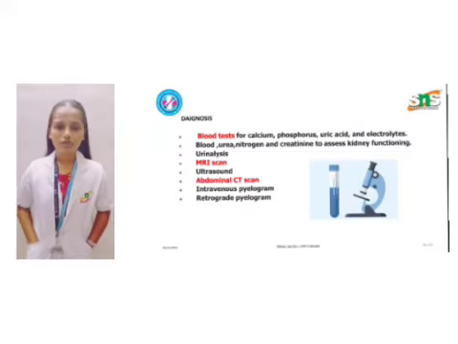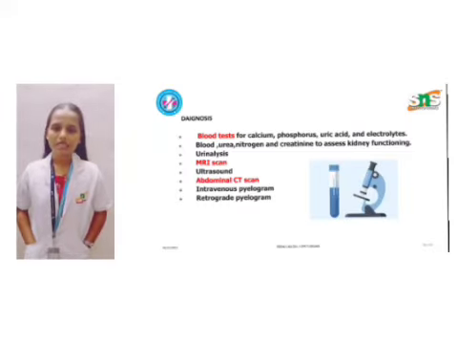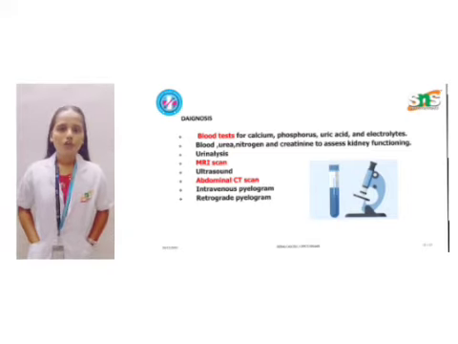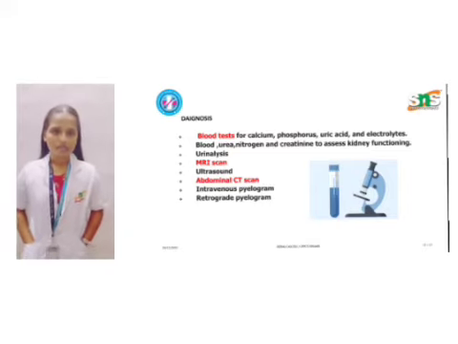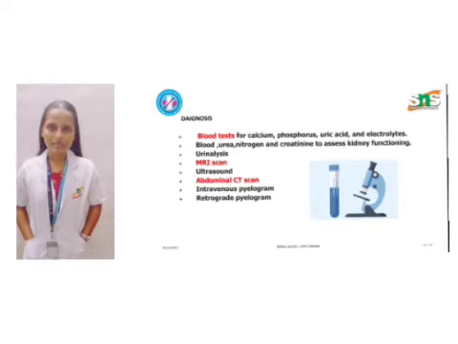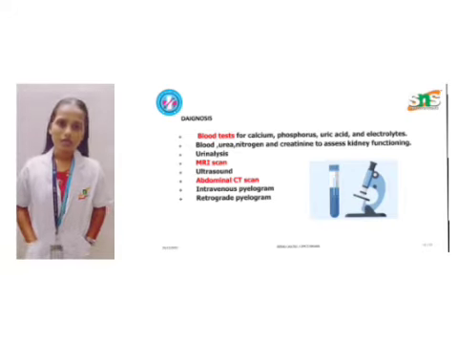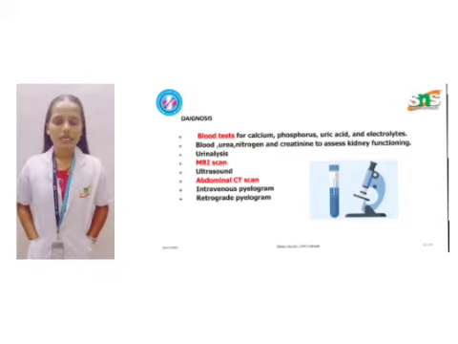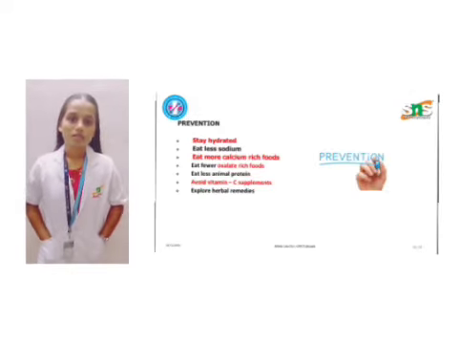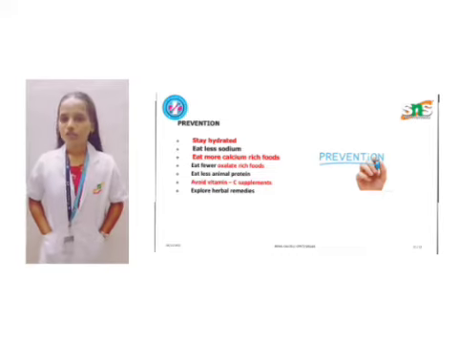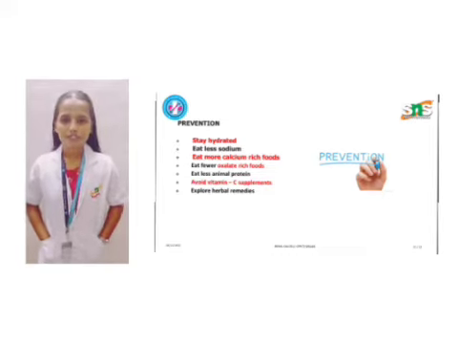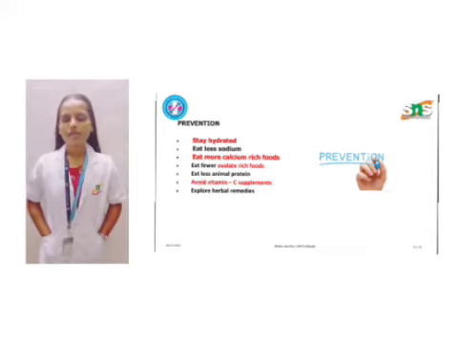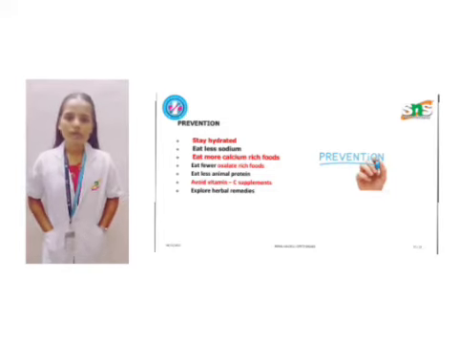Diagnosis: blood test for calcium, phosphorus, uric acid and electrolytes. Blood urea nitrogen and creatinine to assess kidney diseases. Urine analysis, MRI scan, ultrasound, abdominal CT scan, intravenous pyelogram, retrograde pyelogram. Prevention: stay hydrated, eat less sodium, eat more calcium rich foods, eat fewer oxalate rich foods, eat less animal protein, avoid vitamin C supplements, explore herbal remedies.